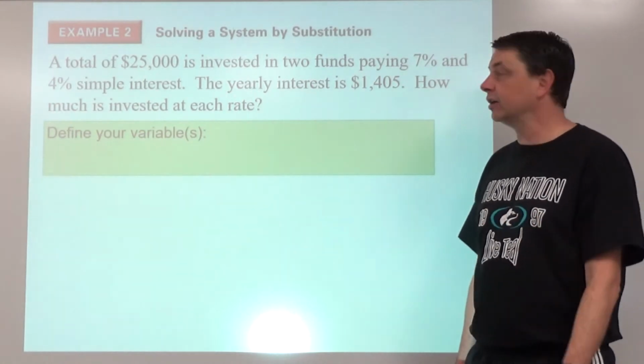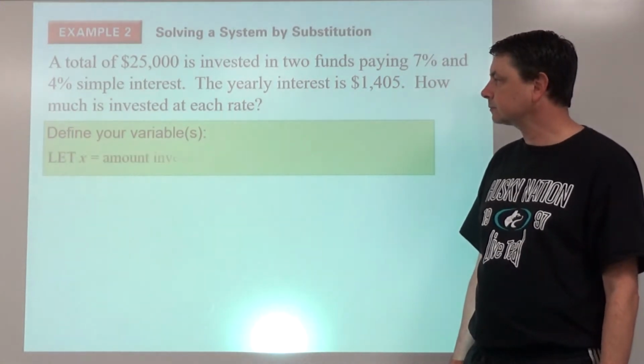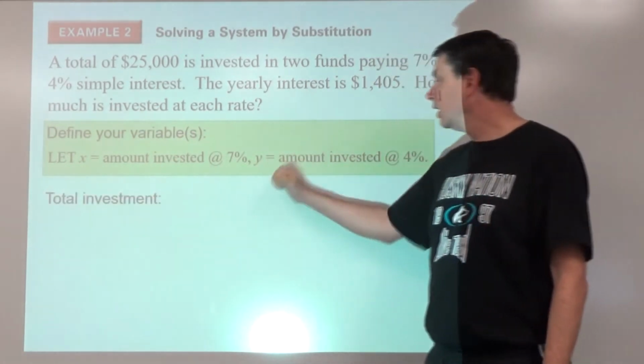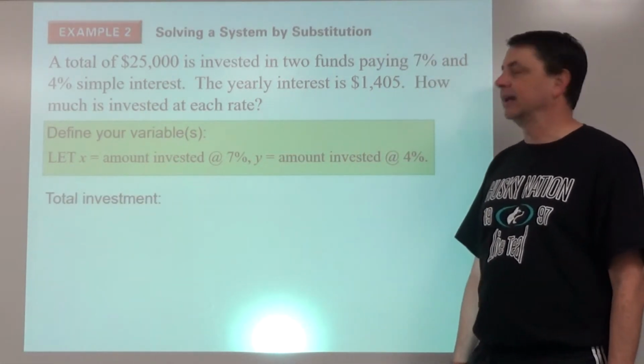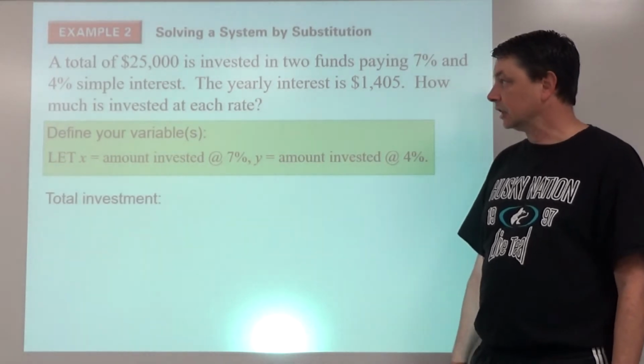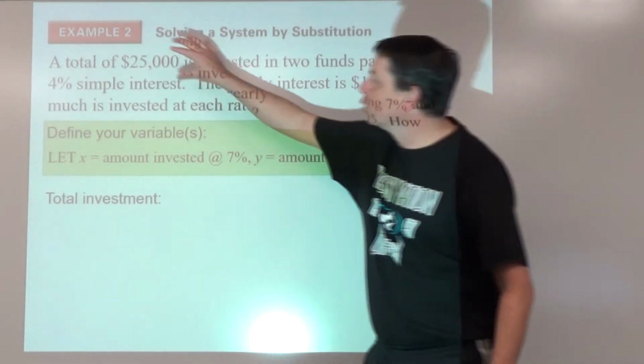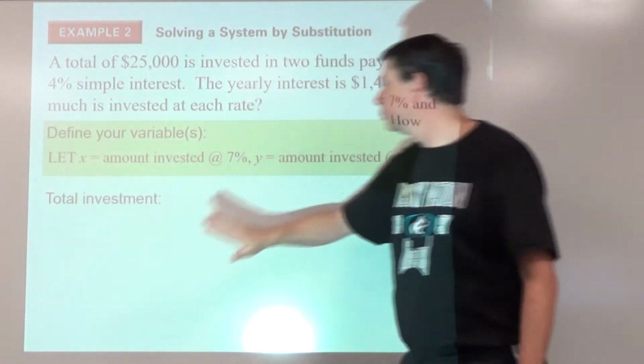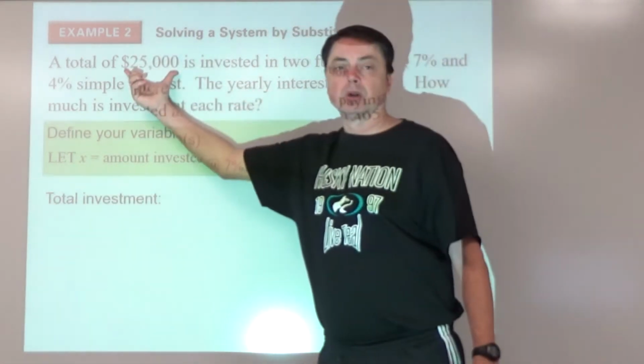Let's define our variables. So x is going to be the amount invested at 7%, and y is going to be the amount that's invested at 4%. Let's write our equations. We have a total amount invested equation: first amount plus second amount equals total amount.